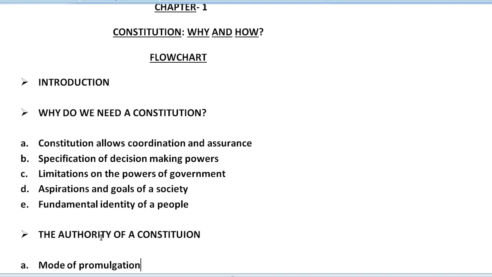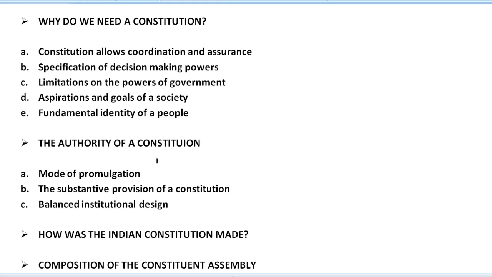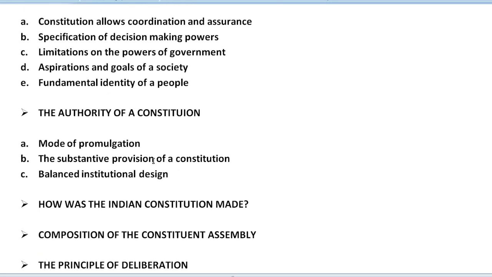After that, we have the next main heading, which is the authority of a constitution. In this, we are going to read. It contains 3 subheadings. So first is the mode of promulgation that we are going to read. Next, we have the substantive provision of a constitution. Next, we have balanced institutional design.